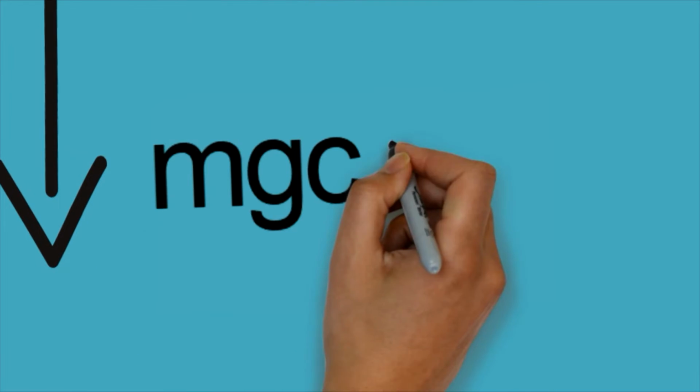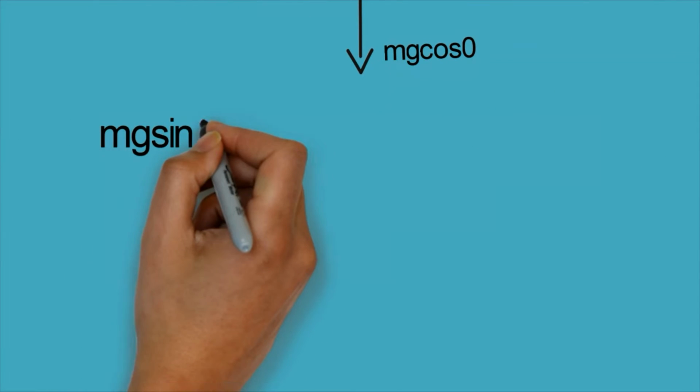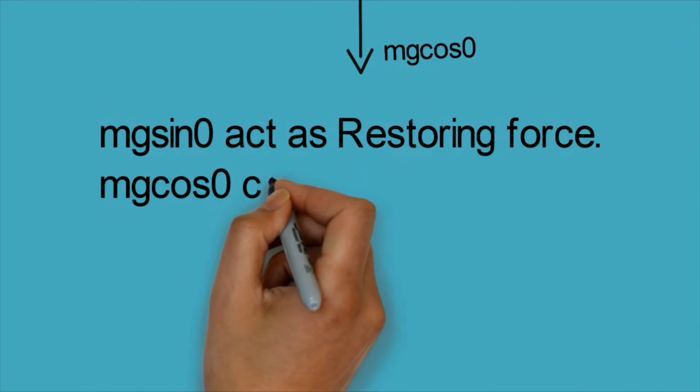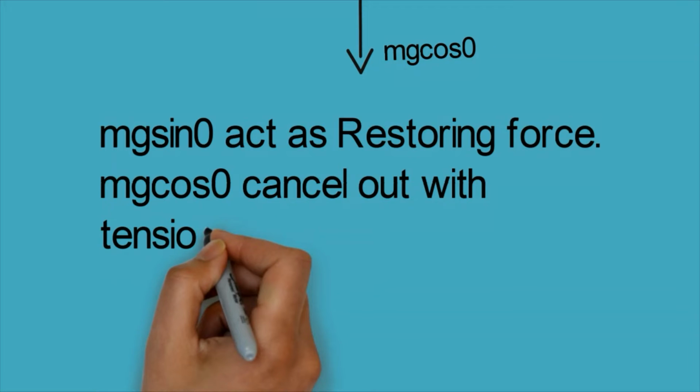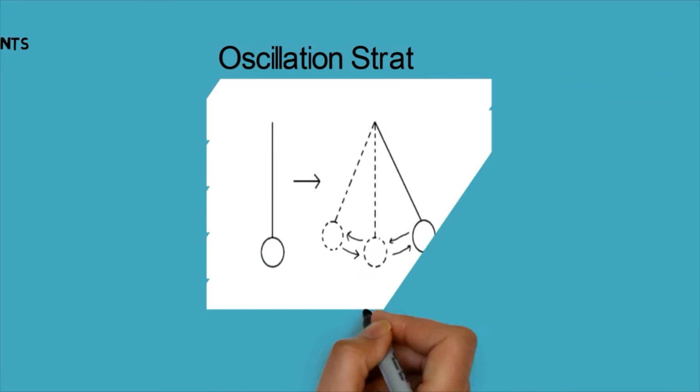Putting values: mg cos theta, mg sin theta. Here mg sin theta acts as restoring force, and mg cos theta cancels out with tension T. The pendulum starts to oscillate about the mean position.